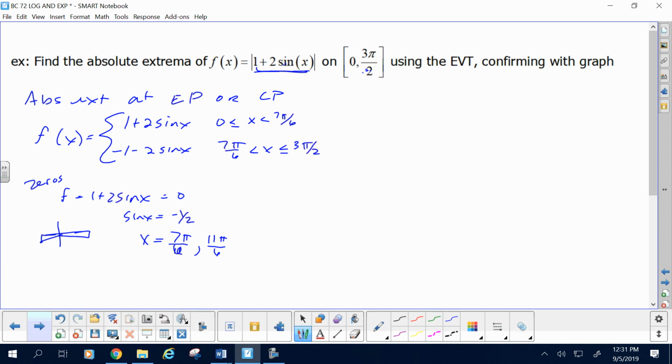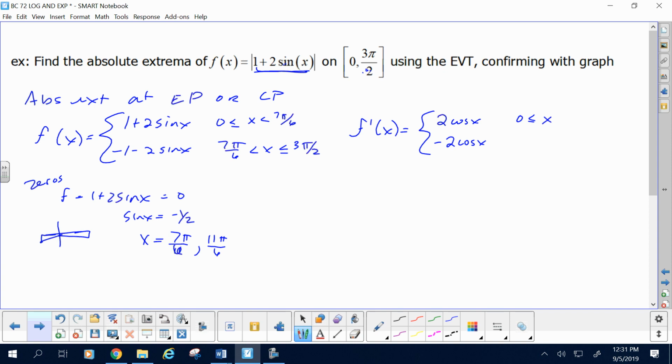There's my function. Let's talk derivative. What is the derivative of 1 plus 2 sine of x? 2 cosine of x. And what is the derivative of negative 1 minus 2 sine of x? Okay. What about at 0? Am I good to go? Is this being flipped at 0? No. So does the derivative exist at 0? Yes. So I think I'm cool there.